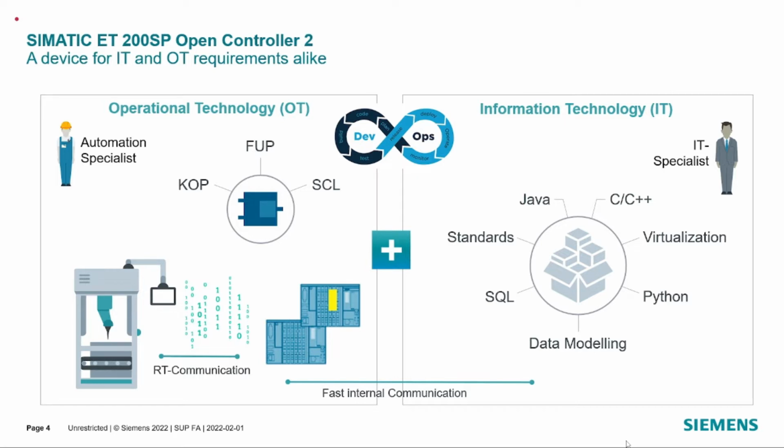In the operational technology, or OT, part, you have an automation specialist who can write the program in the preferred language, ladder, SCL, whatever is preferred, and the program for the particular machine can run on the open controller. And when an IT specialist wants his application to run in the same system, he can develop any code or UI based on C, Java, Python and other applications, and connect it to the PLC part and work on OT-IT integration.